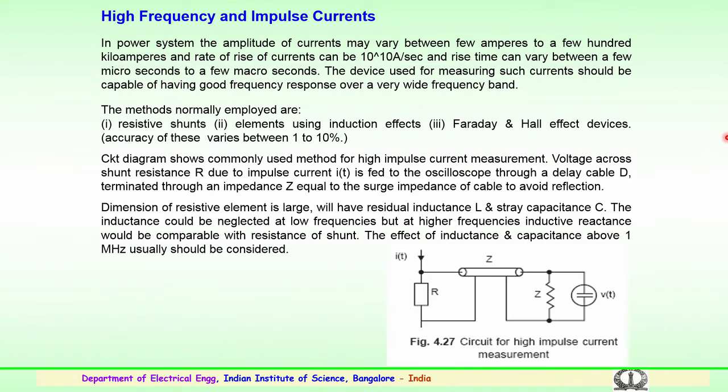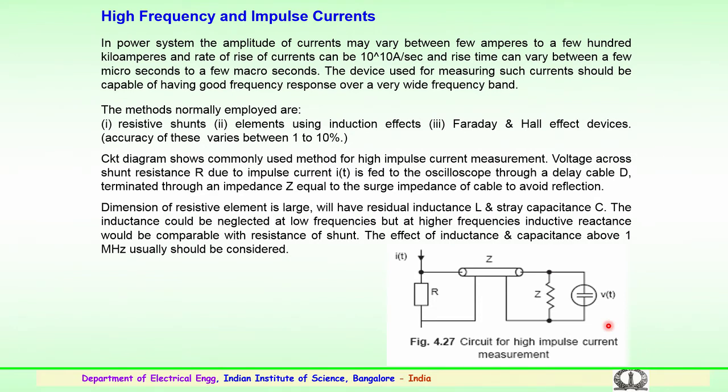The general methods used in laboratories for the measurement of high frequency impulse currents are resistive shunts, elements using inductive effects, and third, Faraday and Hall effect devices. These are accurate to between 1 to 10 percent depending upon the devices. This is a general circuit used for impulse current measurement, with a cable and a terminating impedance. It is a commonly used method for high current impulses.